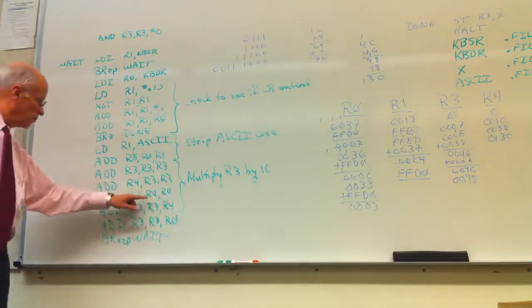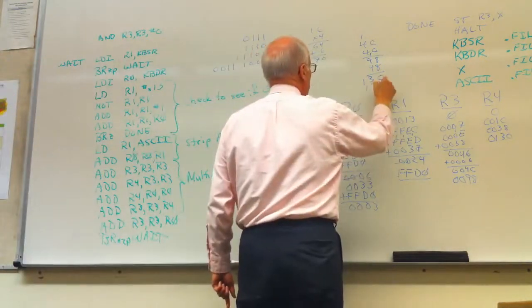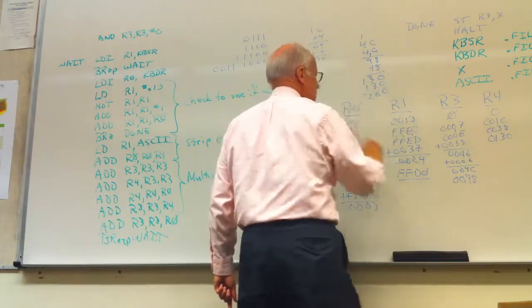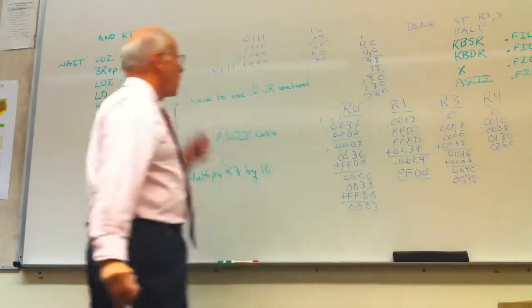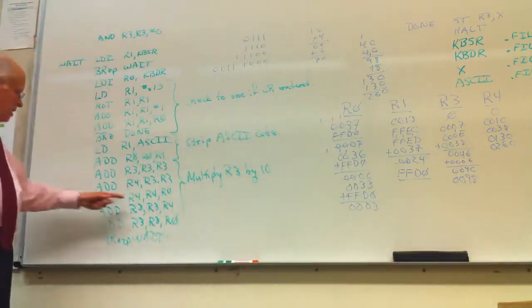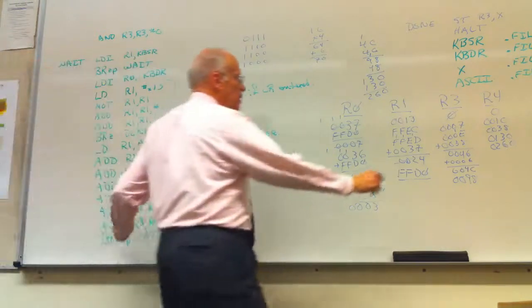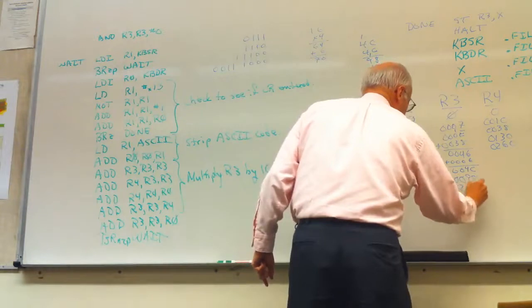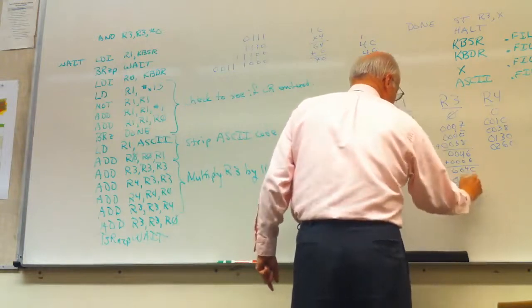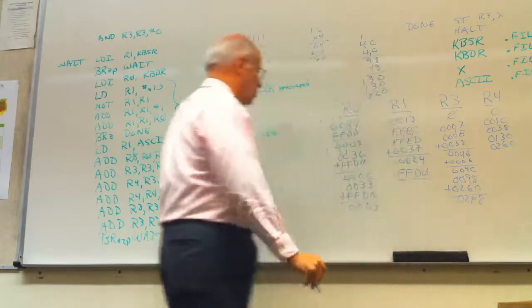Now I add register 4 to itself in register 4. 130 gives us 0260. Add that to register 3 back in here, plus 0260. 9 and 6 is 15. 02F8.